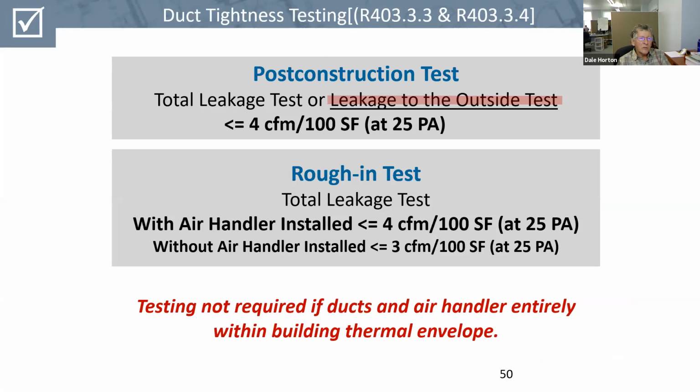The code also requires that you test the ducts for tightness. Starting in 2012, the IECC allowed only a total leakage test. Previous codes had allowed a leakage to the outside test, and Montana made an amendment requested by the builders to allow a leakage to the outside test in addition to the total leakage test. The big issue with that is that both types of tests had the same metric: 4 CFM allowed for every 100 square feet of conditioned space. That's why we cared earlier about the definition of conditioned space.